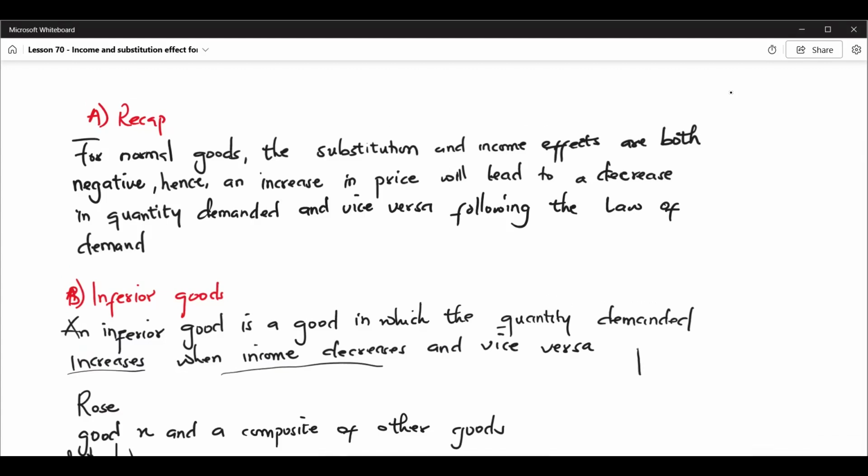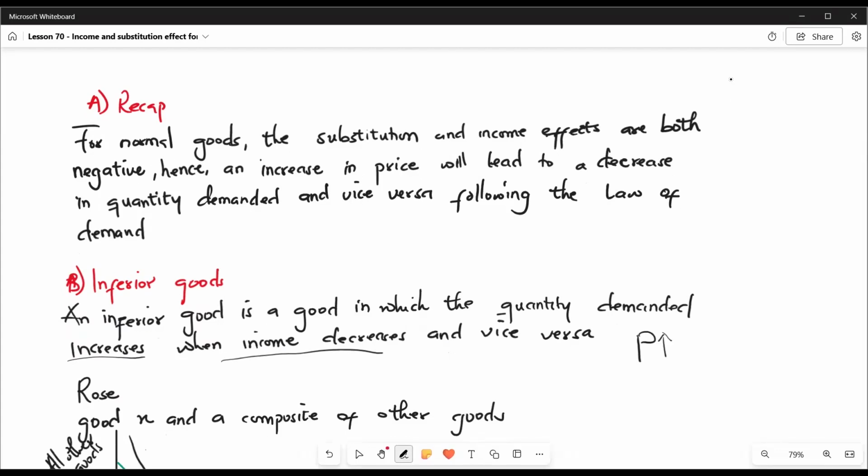Let's recall that when the price of a good goes up, two things are happening: substitution effect and income effect. Substitution effect is exclusively due to the change in the relative price of the good, where you substitute one good for another because the price of one good has increased or decreased. And income effect is due to the change in real income.